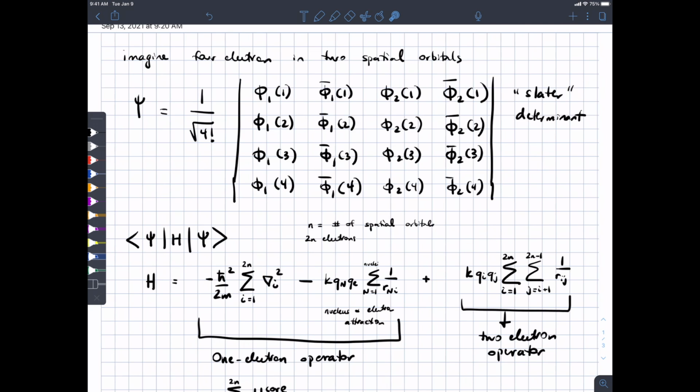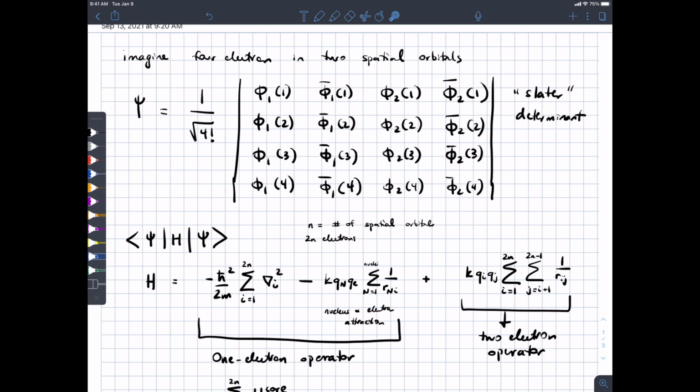This is related to the principle of indistinguishability. We can't tell one electron from another, and so each orbital contains an overall contribution of 1 electron, but actually each electron in the molecule is contributing to that orbital.